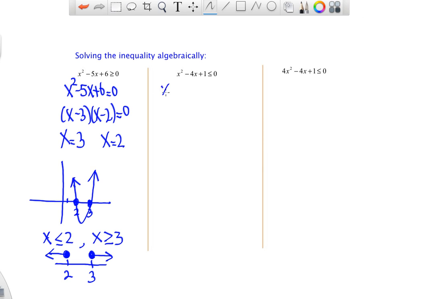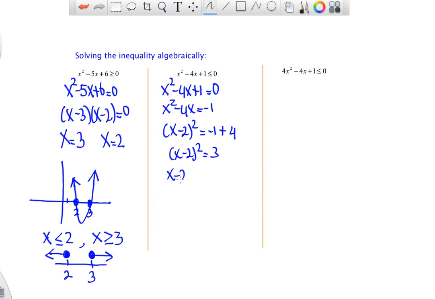Well, let's see when this thing is equal to 0. This one's actually set up for completing the square, I think. So let's move the 1 to the other side, which makes it a negative 1. Write this as (x - 2) squared. So we take half of the 4 and square it, and on the other side to balance it, we add 4. So when is (x - 2) squared equal to 3? Take the square root, x minus 2 is equal to plus or minus the square root of 3, move the 2, so x is 2 plus or minus the square root of 3.